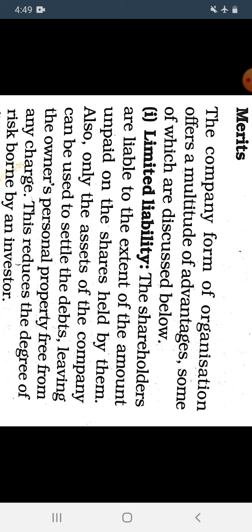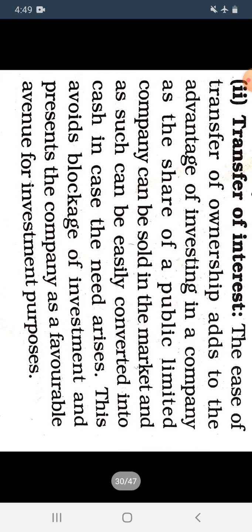It ultimately reduces the degree of risk which is borne by the investor of the company. So this simply reduces the degree of risk. Next one is transfer of interest.